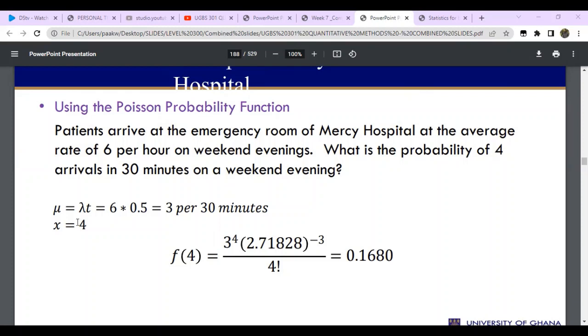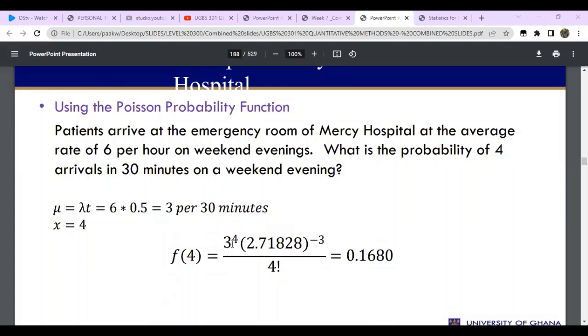Here they are saying arrivals in 30 minutes. So you have to convert it into hours, because we are having 6 per hour. When you convert this 6 into minutes, you suffer. So you convert this 30 minutes into hours, that is one, you get 0.5. So to find your mu is lambda times t. So 6 times half will give you 3. 3 per 30 minutes. You get it, right?